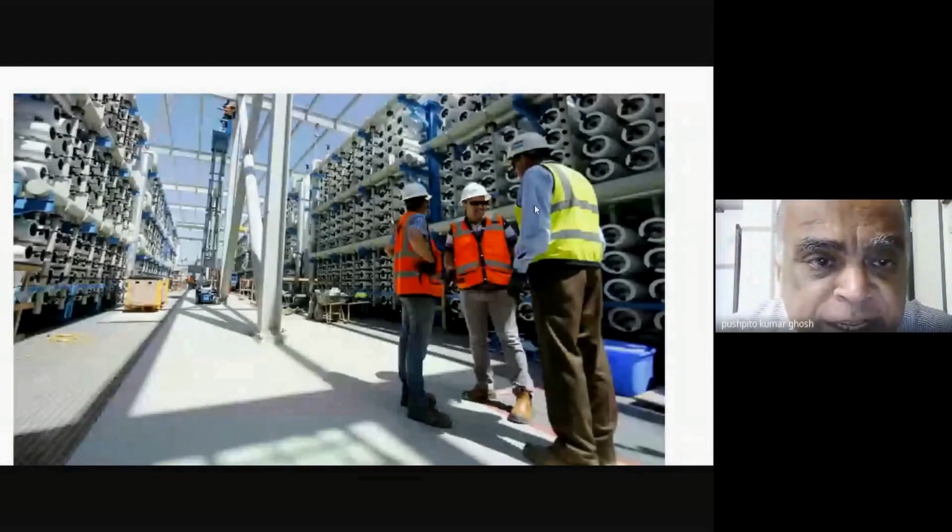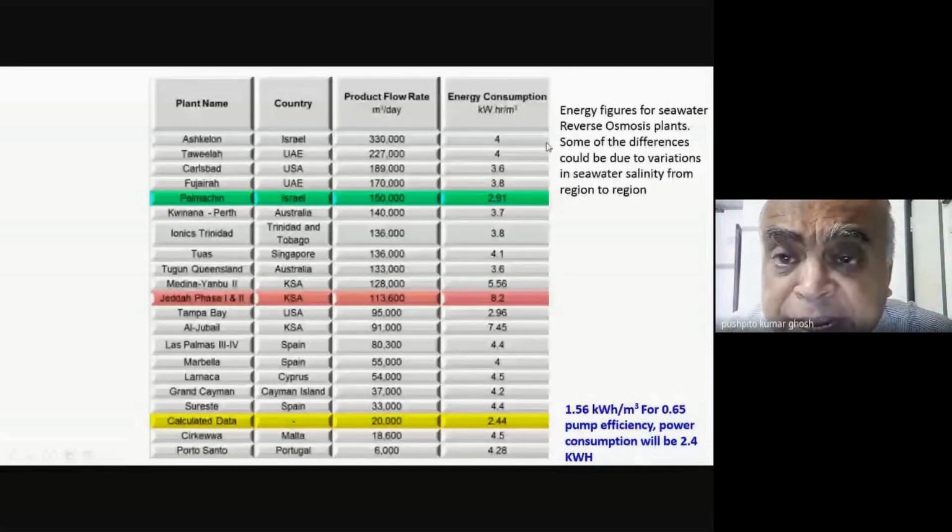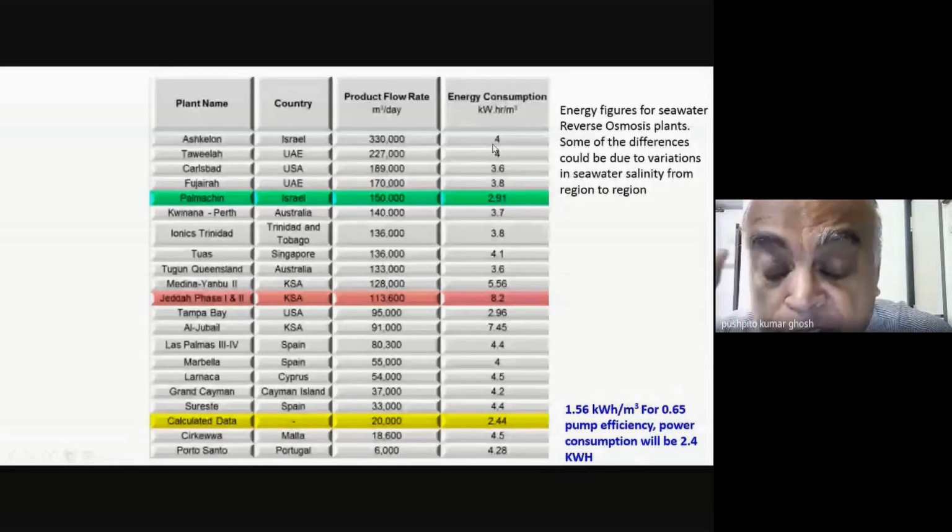Now look at these plants. This is one of the largest plants. It's set up in Israel, the Ashkelon plant. And you can see that the energy consumption in this plant is about 4 kilowatt hour per meter cube. Remember, we calculated a value theoretically of 1.56, where I am trying to recover 50% water.